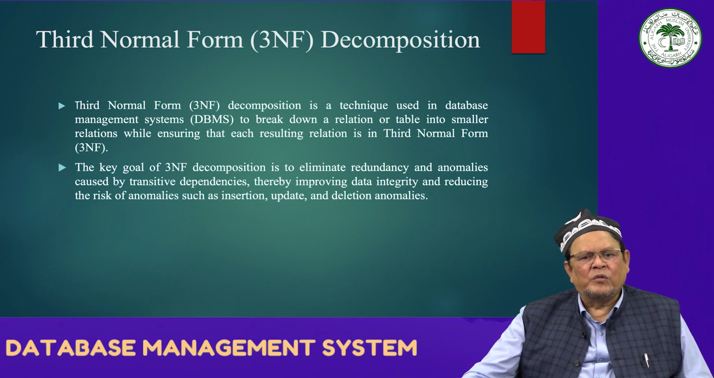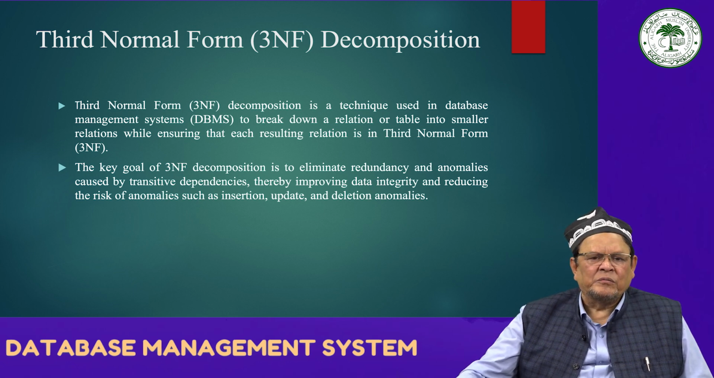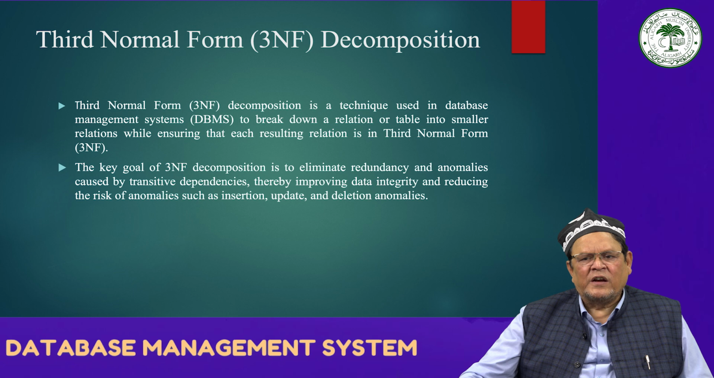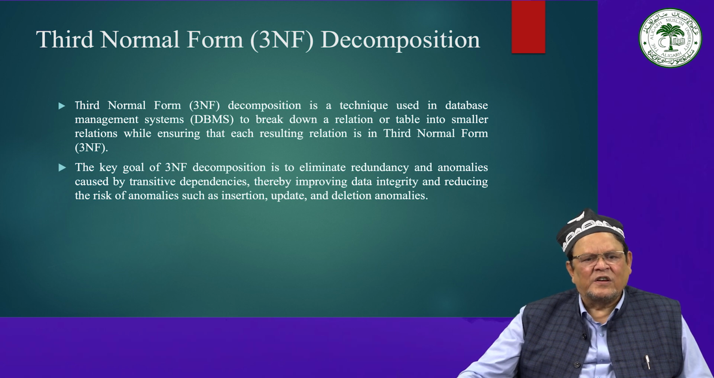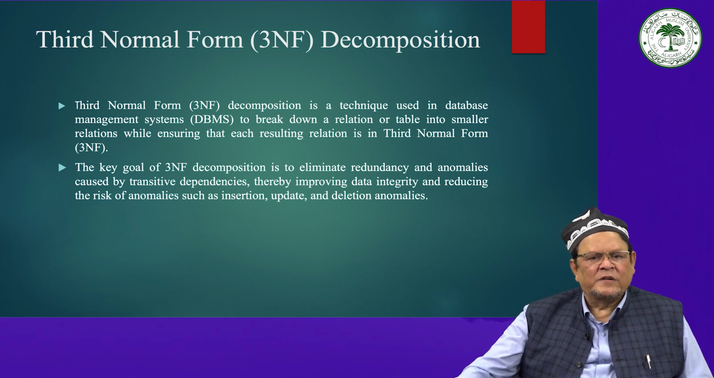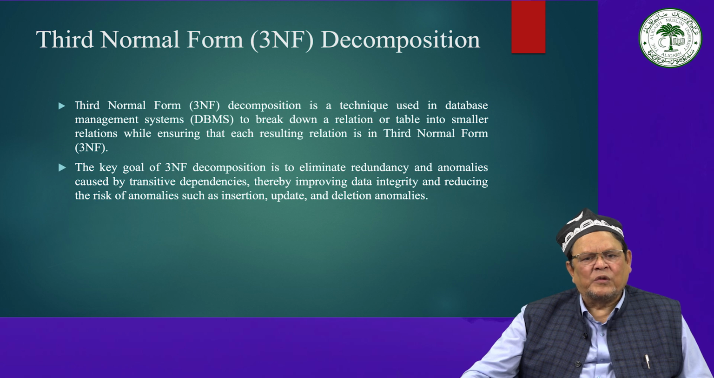Third normal form decomposition. Third normal form decomposition is a technique used in database management systems to break down a relation or table into smaller relations while ensuring that each resulting relation is in third normal form, 3NF, a normal form that helps eliminate certain types of anomalies related to transitive dependencies.